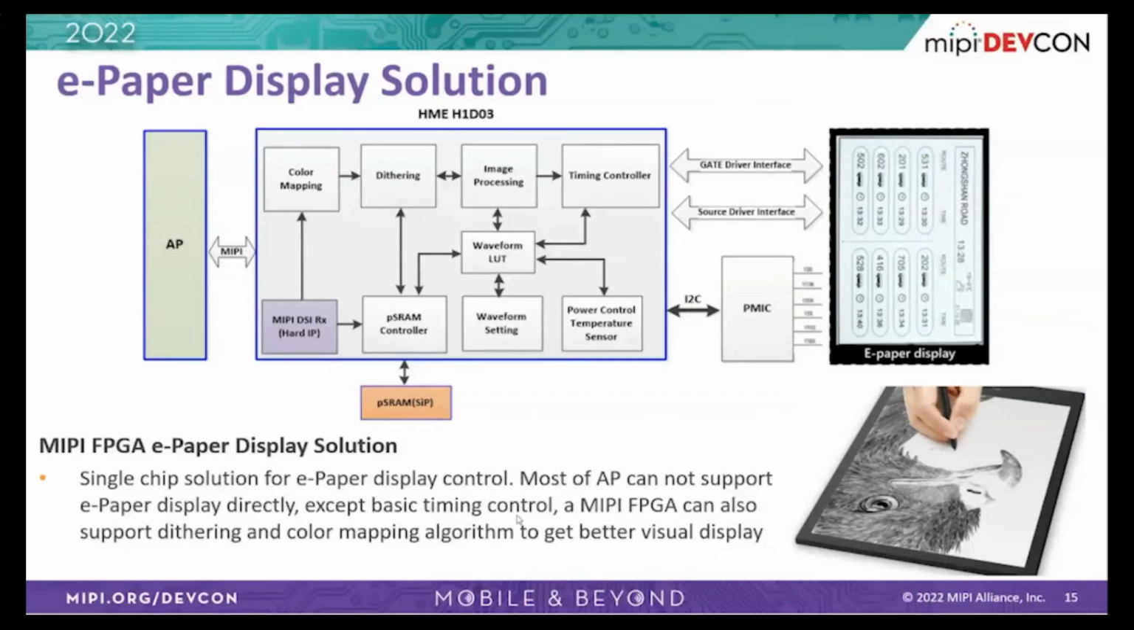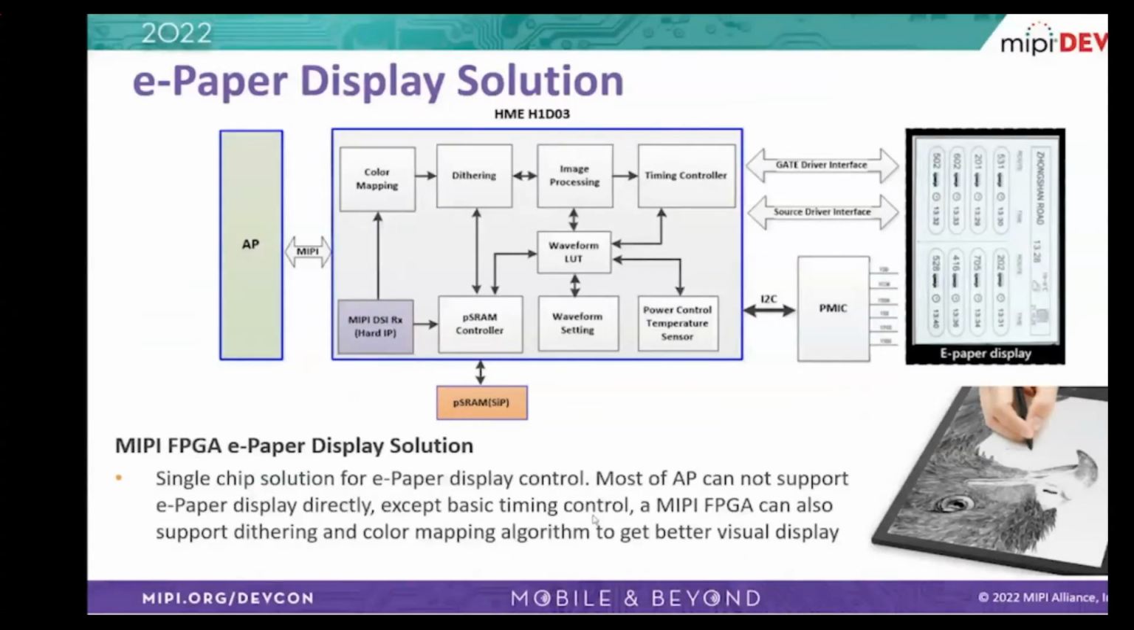All of this is based on H1D03. It also has a package with a PSRAM inside it. So you can use the PSRAM as a display memory. Because for the e-paper display, they have to compare the difference between the last frame and the current frame. So the PSRAM is necessary for the display memory.